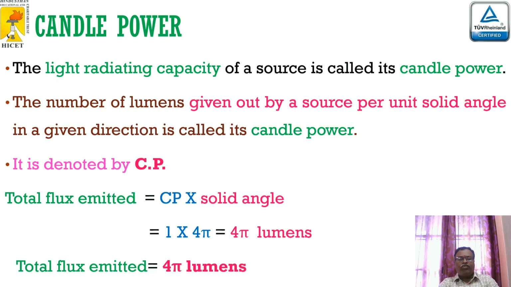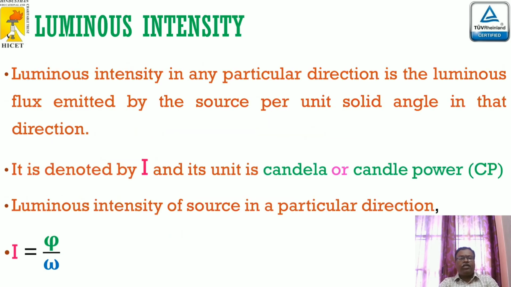So what is called luminous intensity? Intensity, otherwise we call it strength. The luminous intensity in a particular direction is the luminous flux emitted by the source per unit solid angle in that direction. It is denoted by the letter I and its unit is candela or candle power. So the luminous intensity of a source in a particular direction, I, is equal to psi divided by omega. This is the formula for finding luminous intensity.